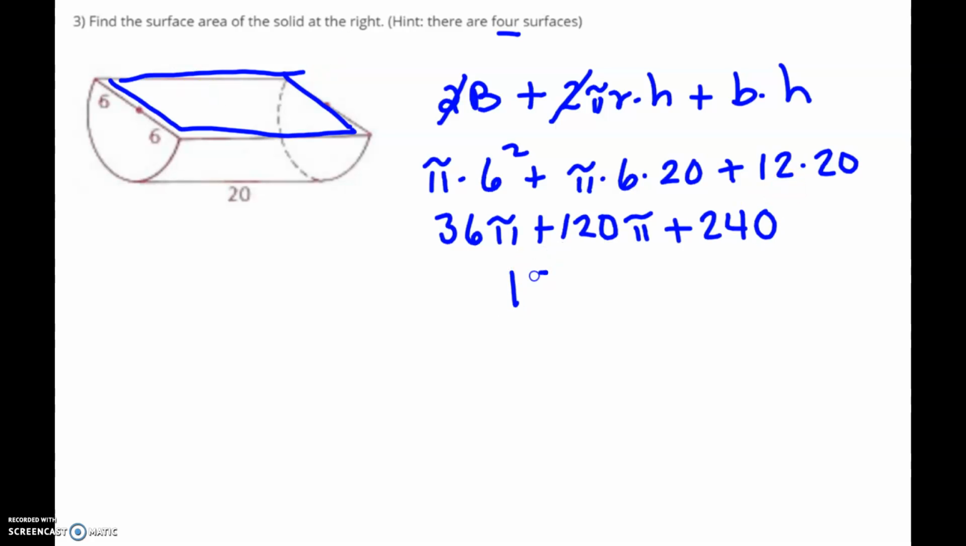On my calculator, I'm just going to do 156 times pi and add 240 to get my total surface area. So for this one, we end up with 730.1 square units.